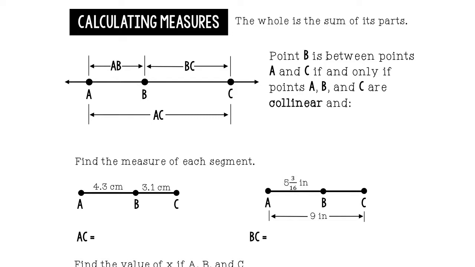In other words, the whole is the sum of the parts. We put two parts of a line together, we should get the whole line itself. Point B is between points A and C if and only if points A, B, and C are collinear and AB plus BC equals AC.